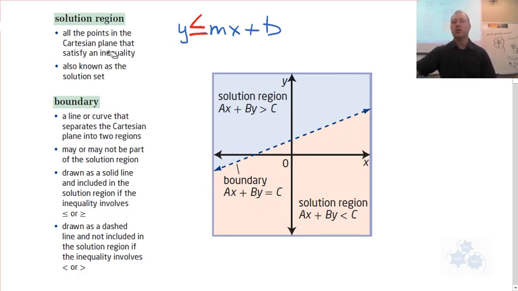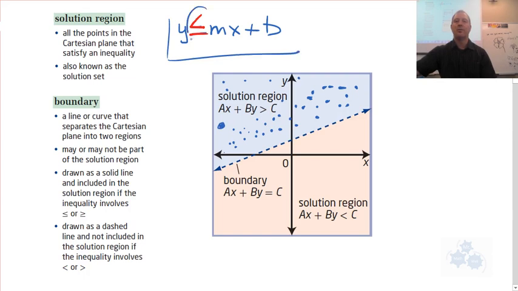So the solution region would contain all sets of points that satisfy the inequality. Think about this region as millions and billions and trillions of points that are all solutions to an inequality, where we have an inequality, not an equation. And then this is known as the solution set.